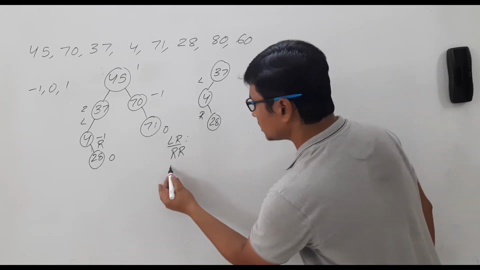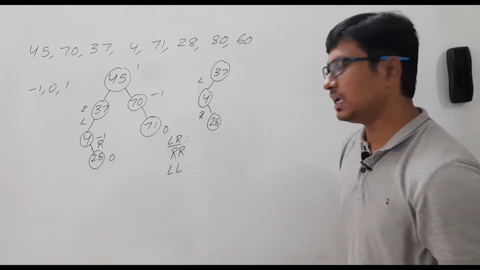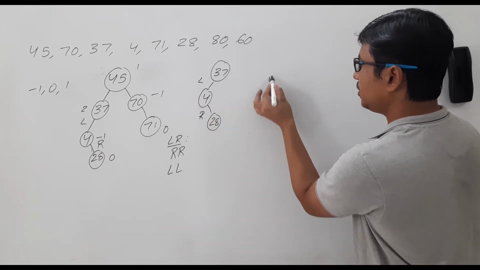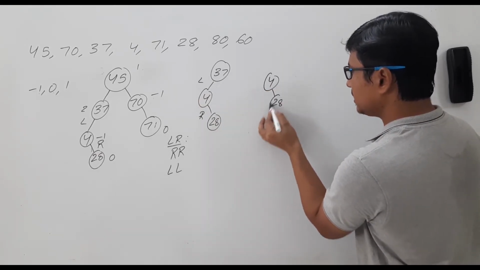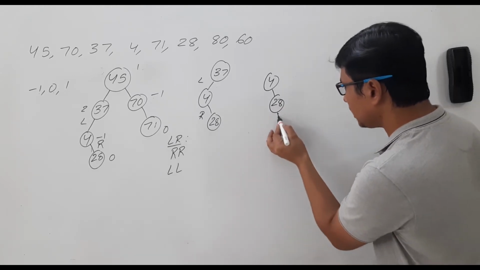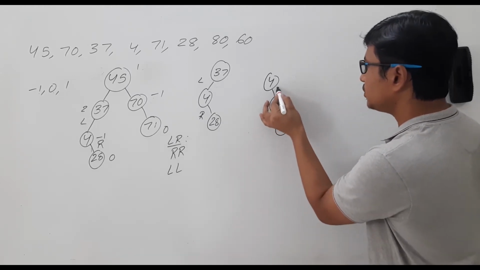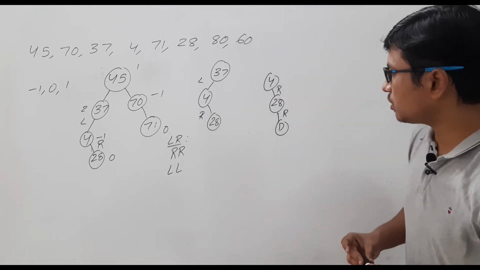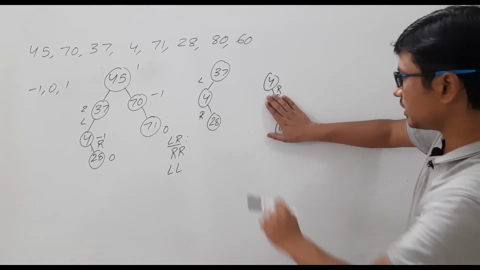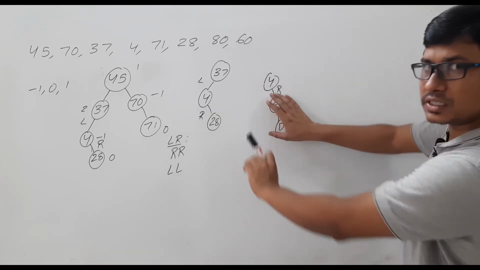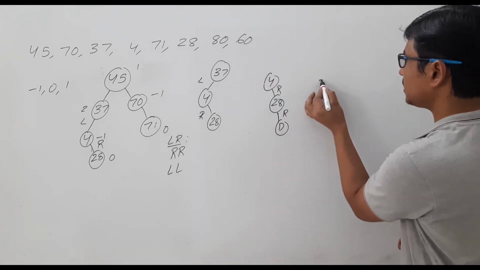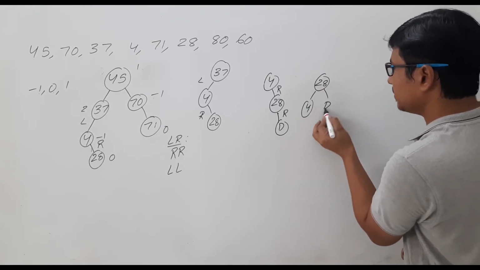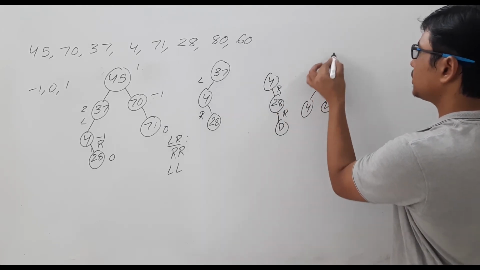After RR rotation, you need to perform the LL rotation. So take this part 4, 28 and then you take the dummy element here. First you need to perform RR rotation on this one. If you perform RR rotation, you hold this one and this 4 you need to rotate towards the left side. If you rotate it, you will get 28 here, 4 here and dummy. And this 37 you need to add.